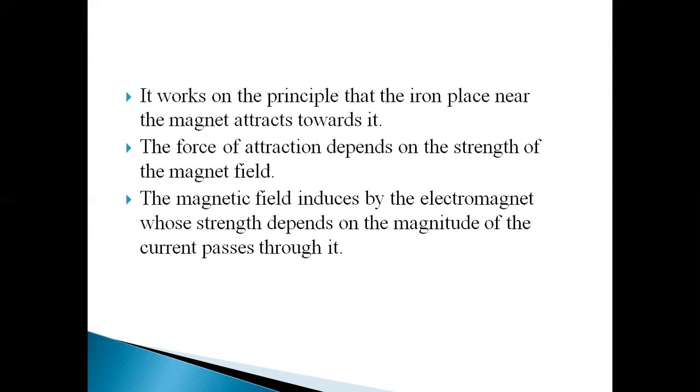So the field which is induced by the electromagnet has a strength that depends upon the magnitude of the current passing through it. Since we are going to use the electromagnet, whenever the current passes through a coil, it will induce some field. Whenever you pass some current through a coil, it will generate some field. So whatever field is produced by this arrangement depends upon the magnitude of the current which is passing through the coil. So the strength of the magnetic field depends upon the magnitude of the current which passes through the coil.